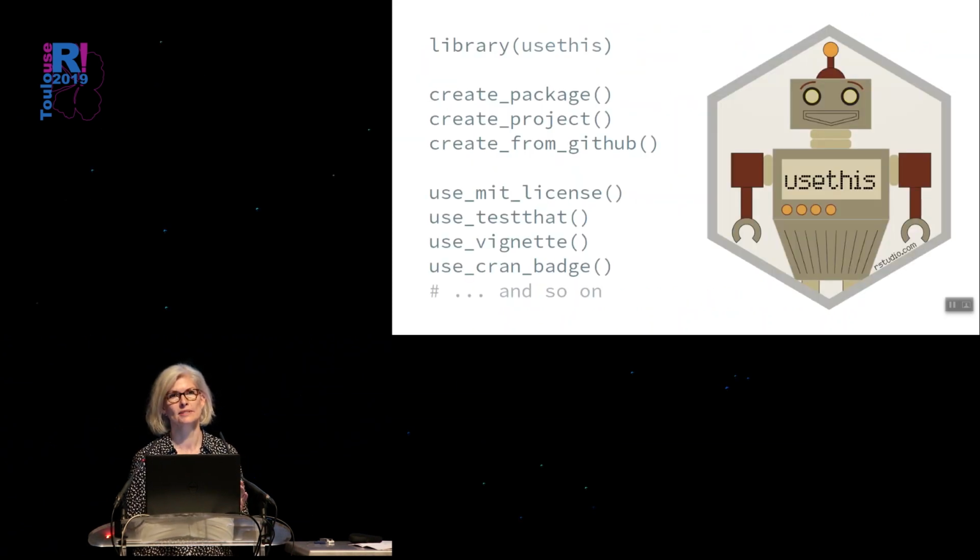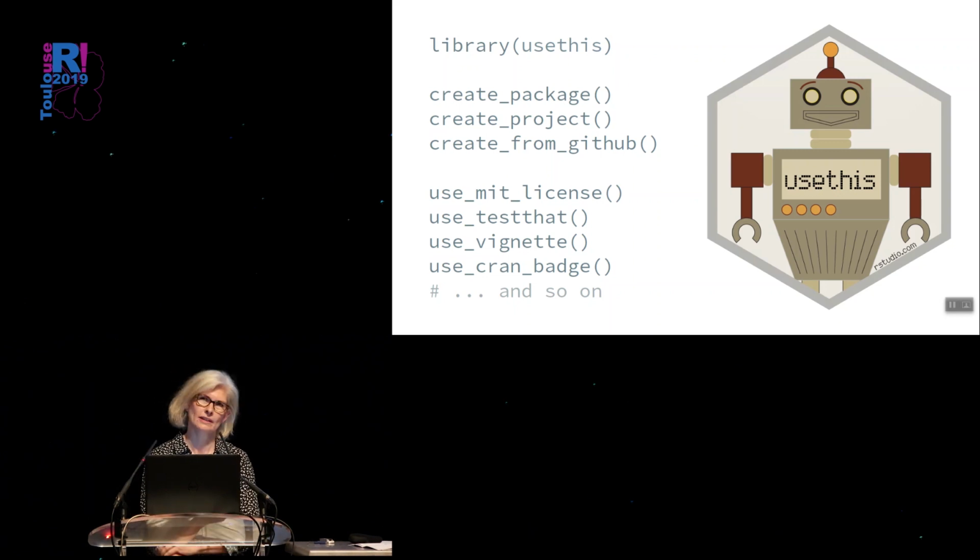So the main clumps of functions in usethis: there's 3 main functions to create things: create_package, create_project, which is a non-package project, and create_from_github. And you'll see me demo these before the talk is over. And so these create packages and projects de novo. And then there's a giant list of use_thingy functions that then incrementally add or modify the package, usually package or project, once it exists. And so those just go on and on and on and on.